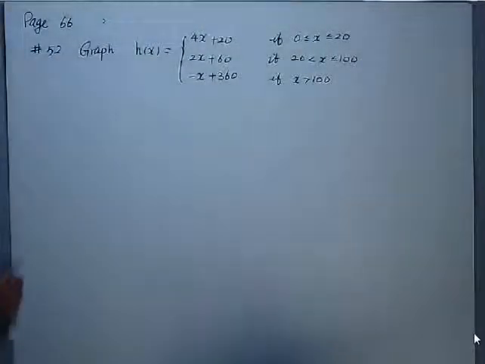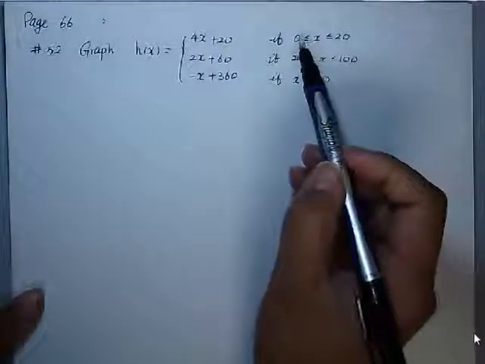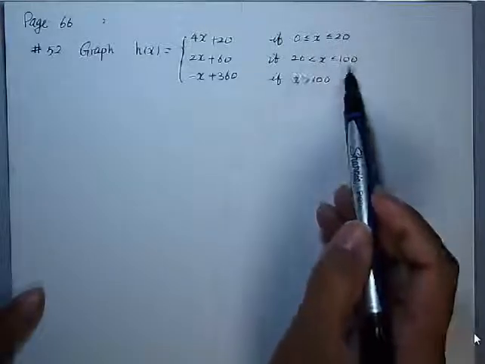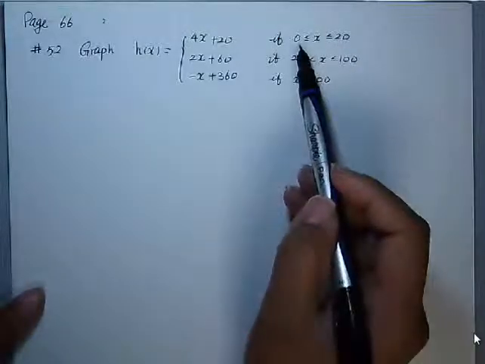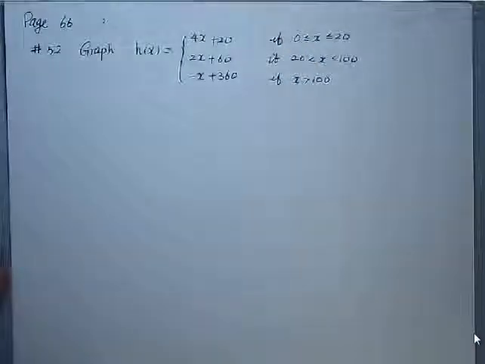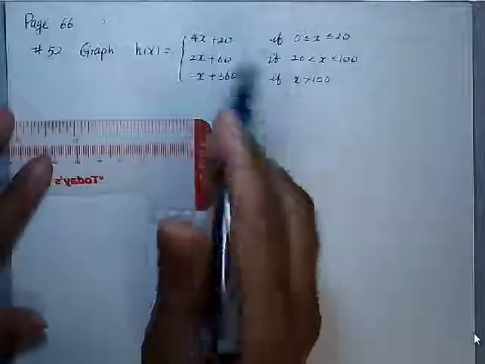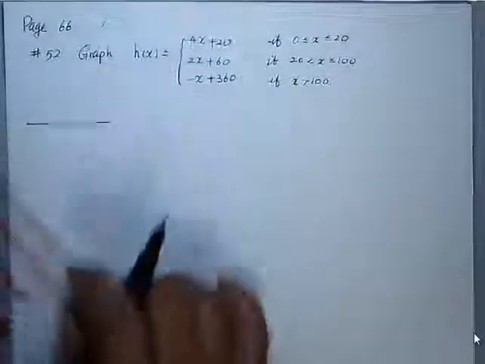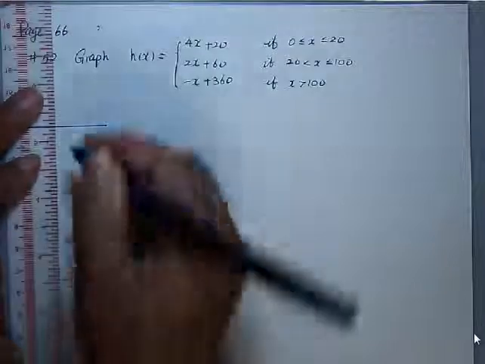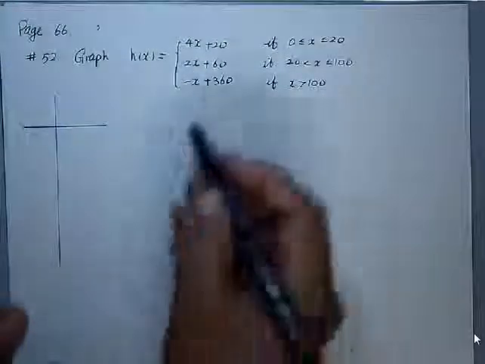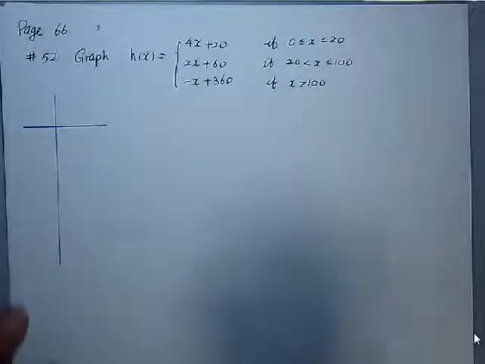Well, these are 3 pieces, 1, 2, 3, and the interval will be cut between 0, 20, 20, 100, and greater than 100. It seems like x doesn't have any negative number because there's nothing on the left hand side of 0. Let's see. Similarly, I can use some points to help me with the graph. Of course, for some of the students who are advanced, you can just use the slope intercept form because they are all linear lines, right? You can take advantage of that.